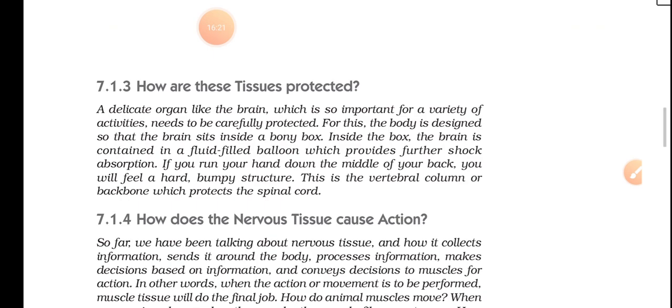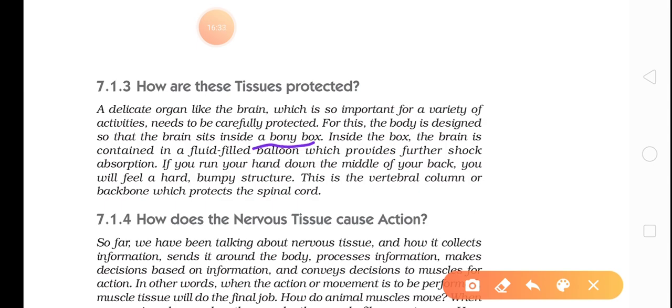Yes, now they are talking about two very important things. I have explained this already, but I'll recall it again. They are talking about the bony box. What they are saying is the body is designed so that the brain sits inside a bony box. What is this bony box called? It is the cranium. So we have a cranium which acts like a box. And why is it bony? Because it is made up of bones. A hard bone structure is present which protects our brain. So your cranium is called your bony box.